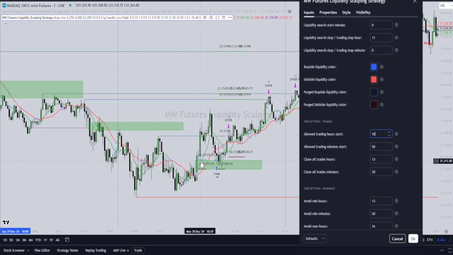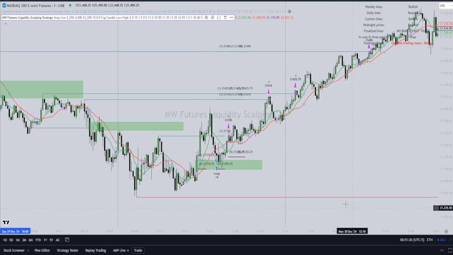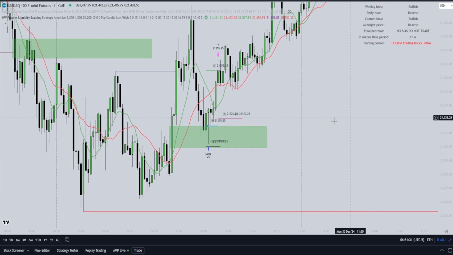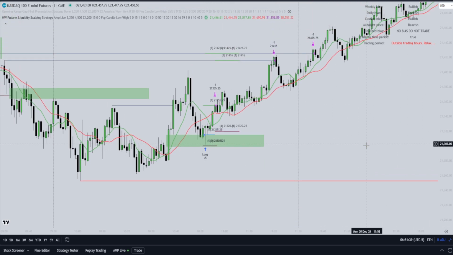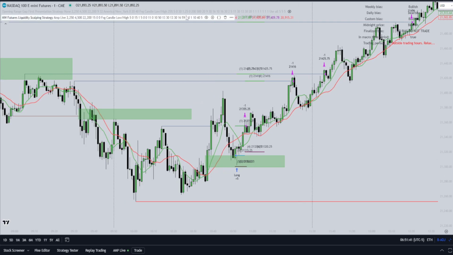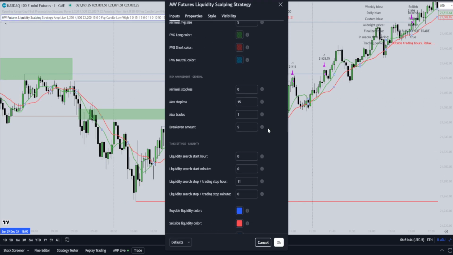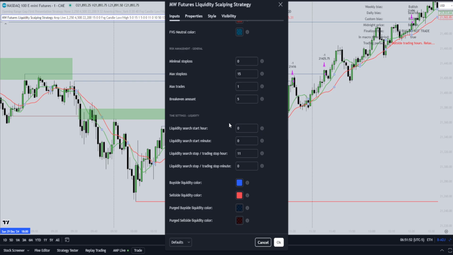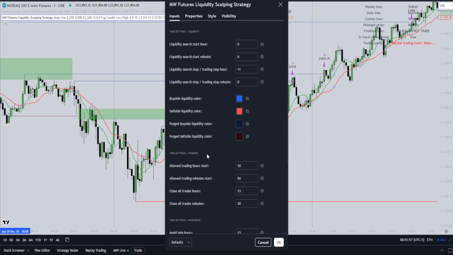Right now a limit order was placed on the 10:38 candle. Let's see what happens right now. As you can see, we changed our time and the limit order actually changed to 10:52. So you can make very specific and very unique models just only on the liquidity start hour, the stop trading hours, and the allowed trading hours.